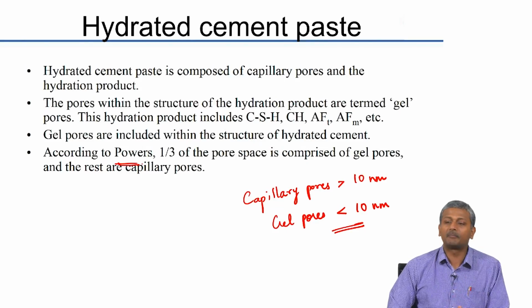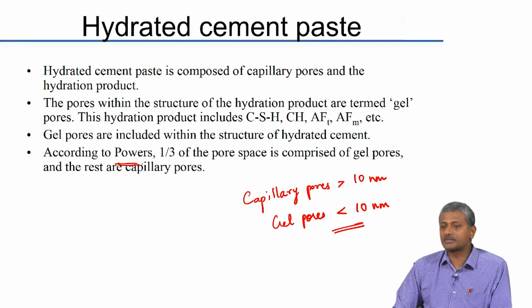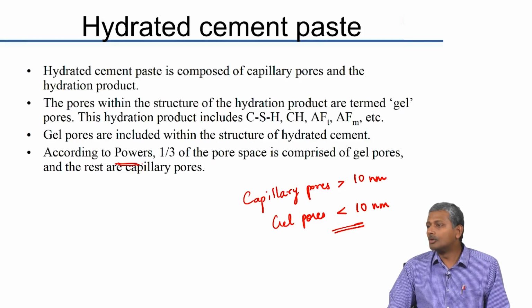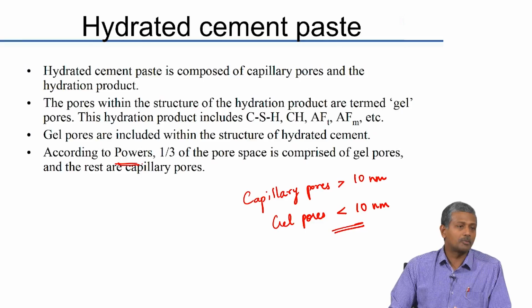Anyway, so as per Powers, 1/3 of the pore space is comprised of gel pores and the remainder is the capillary pores. Now, which porosity do you think will play a large part in your mechanical properties and durability? The capillary porosity, because it is easily accessible.